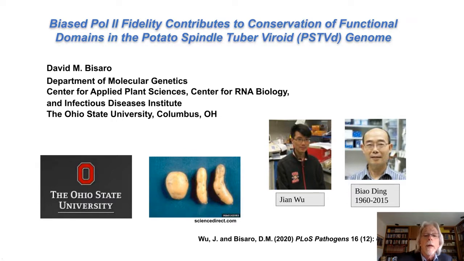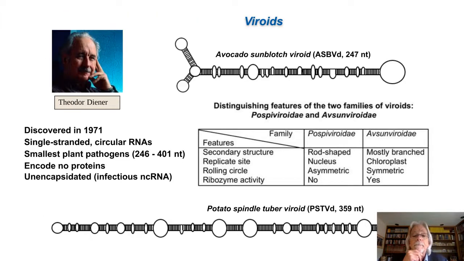So the title of my talk is really quite specific. It's about biased Pol II fidelity contributing to conservation in the potato spindle tuber viroid genome. But before I go into that, I'm going to give you some background about viroids. Some of you may not be familiar with them.